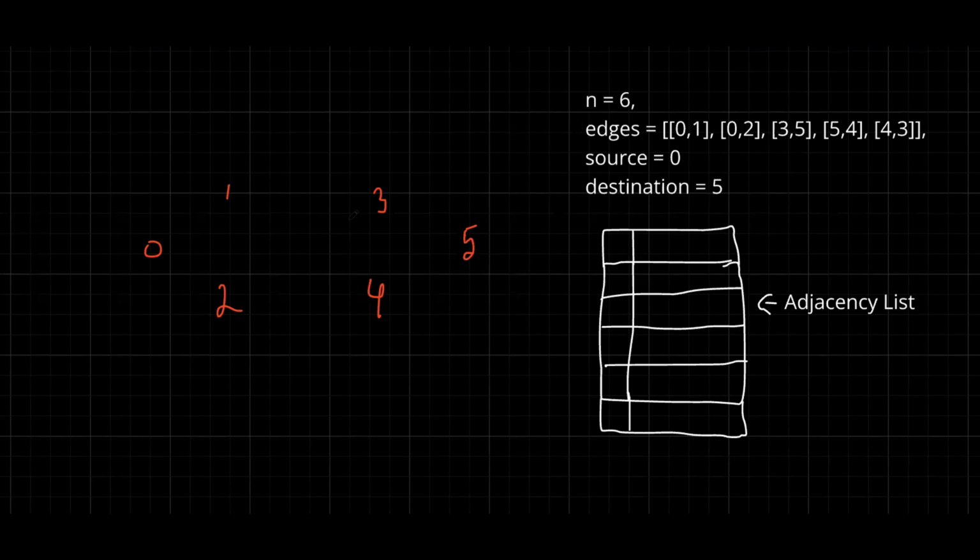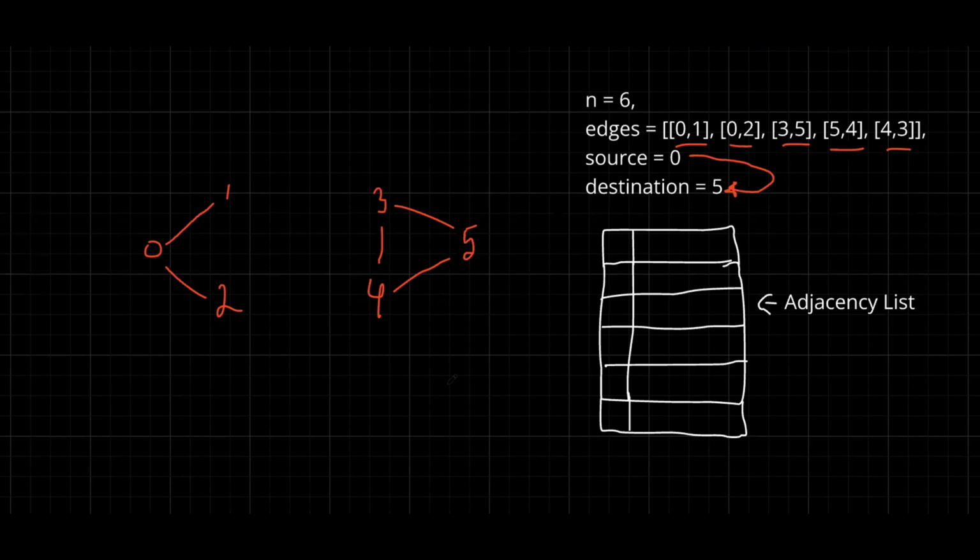Now, let's make the connections between them, or establish the edges. The first edge is between 0 and 1. The second edge is between 0 and 2. The third edge is between 3 and 5. The fourth edge is between 5 and 4. And the fifth edge is between 4 and 3. Now, we have to determine whether we can reach from node 0 to 5 by using traversal.